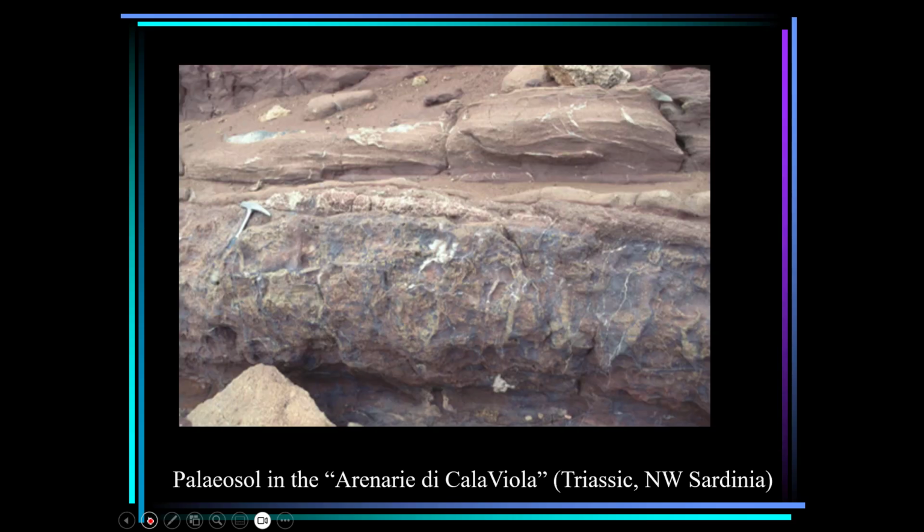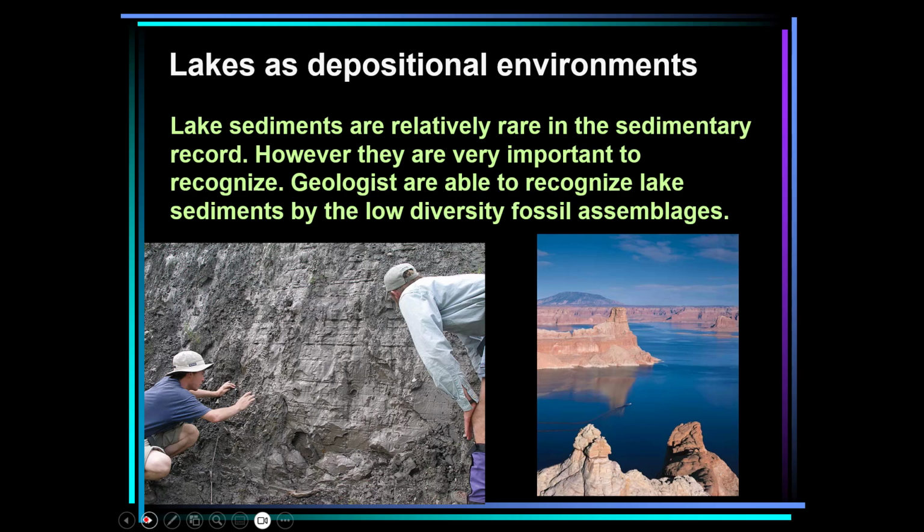This here is a cool picture showing you the soil environment, and you can see the roots going all the way through the whole layer, and there are little burrows and other features also, which makes it easy to tell that this is a paleo soil. There's another one here. Now, the lake depositional environment. Lake sediments are relatively rare in the sedimentary record. However, they might be very important to recognize. The only way we can recognize this is the low diversity of fossil assemblages.